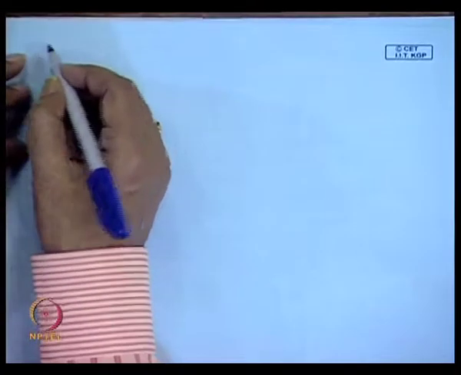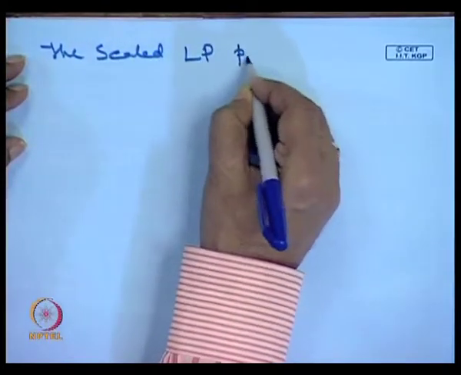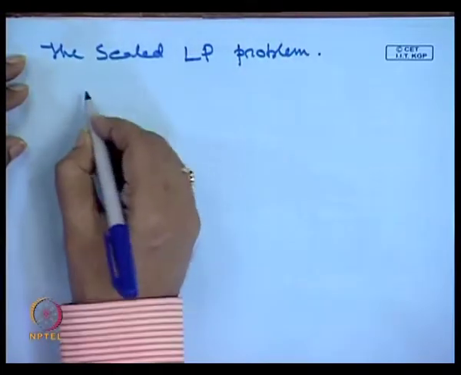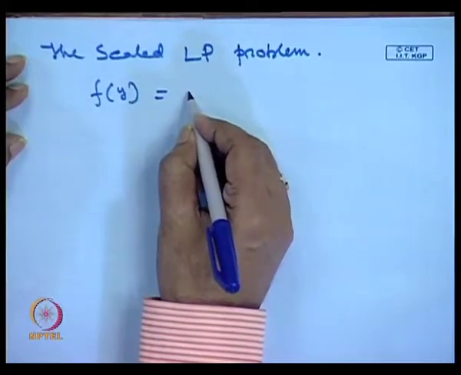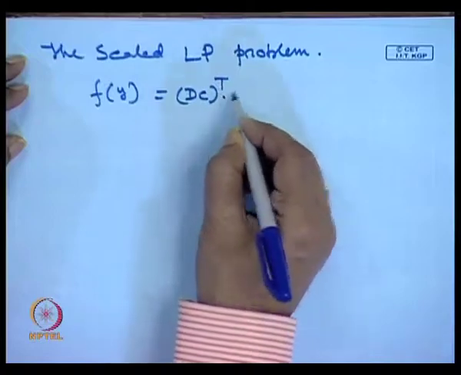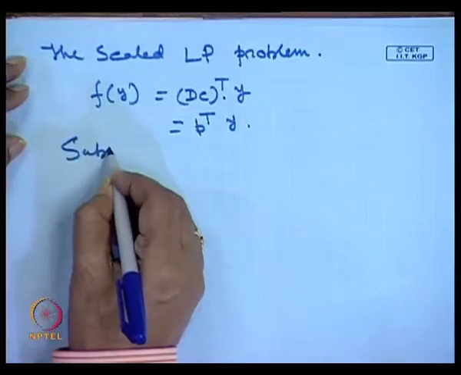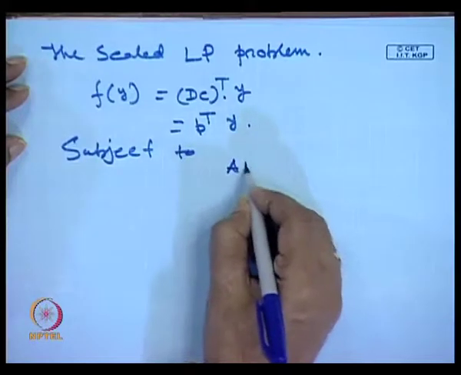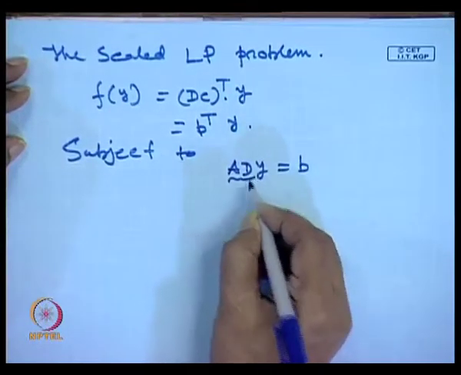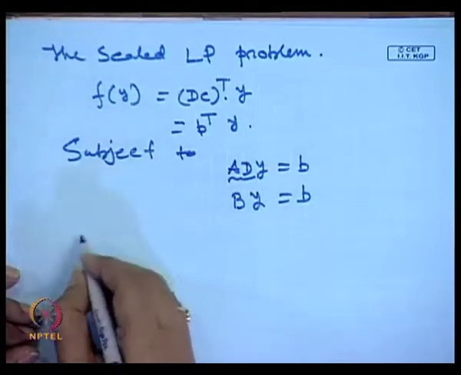So, now see the scaled LP problem. What is this scaled LP problem? F of y is equal to DC whole transpose into y, which is P transpose y, subject to A into D y equal to b. I consider B into y equal to small b. Now, let us compute what P is.